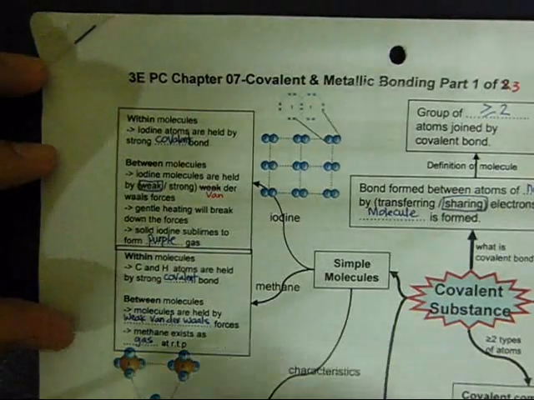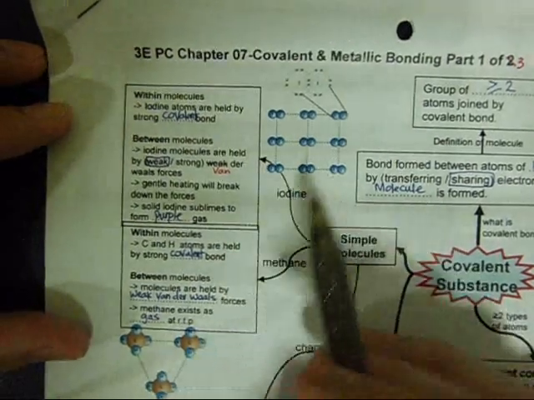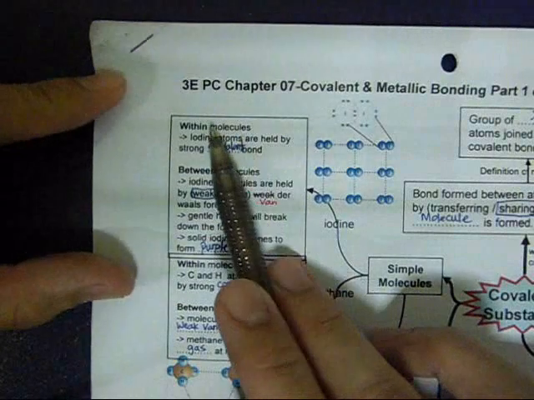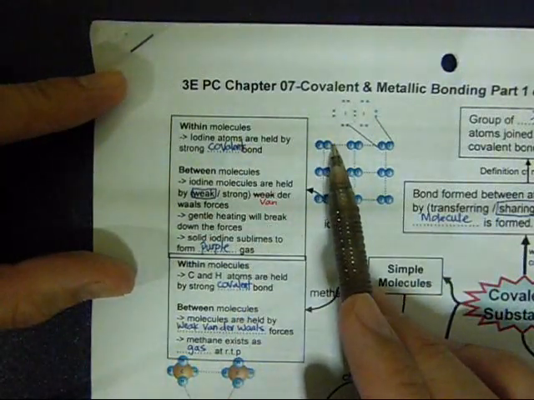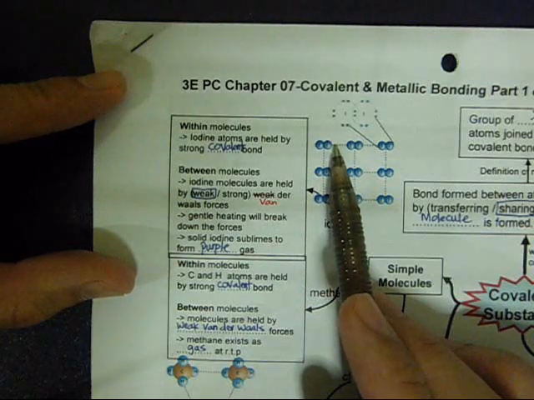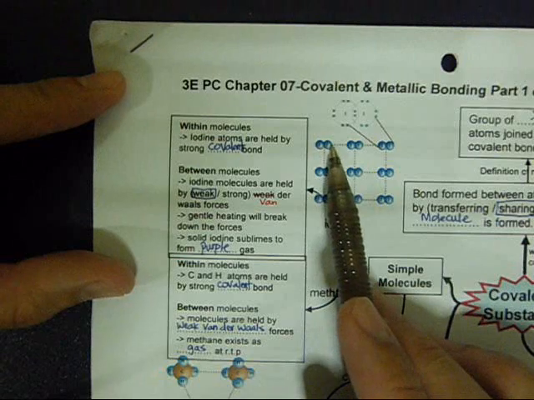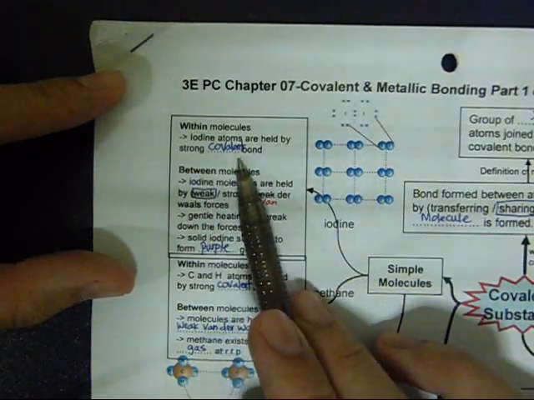An example of covalent compound or covalent substance is iodine. Now within the iodine molecule, so this is actually iodine molecules, the chemical formula is I2. So within the I2, there are two iodine atoms, and these iodine atoms are held by strong covalent bond.